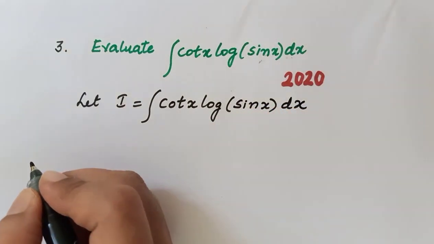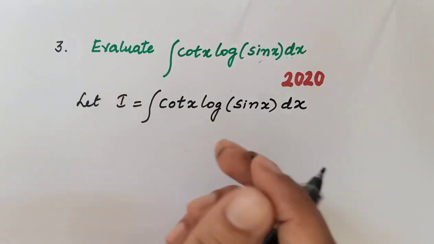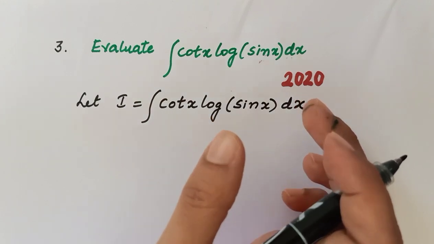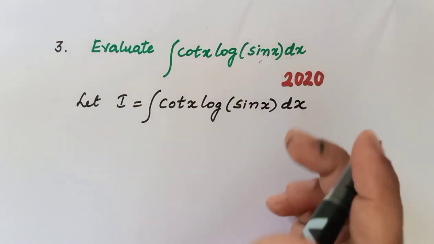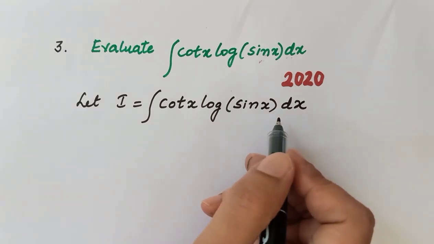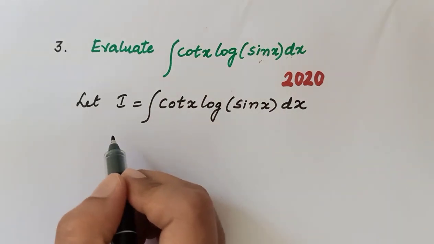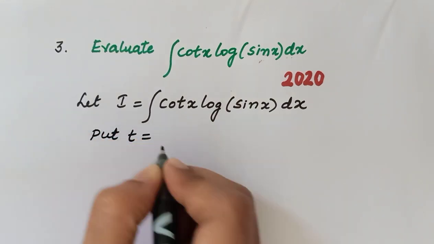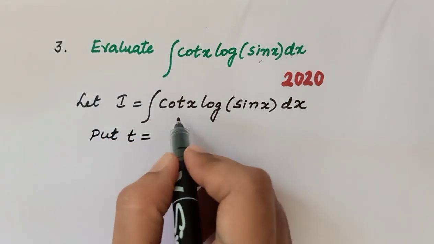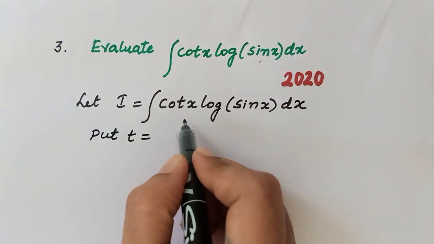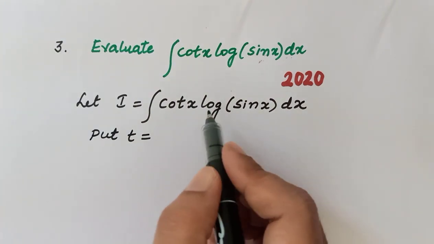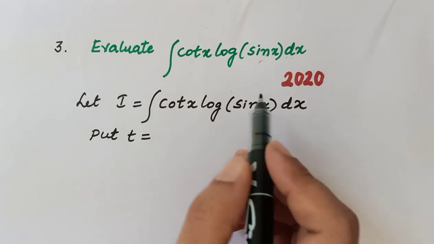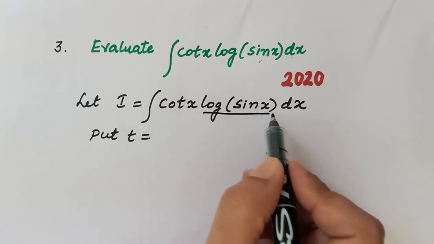Now I need to go for the method of substitution. Just directly taking the basic formula, I think it will not work out here. Any other method? No, there is no such method. So I'll have to go for the method of substitution. You have to make a proper substitution now. Put t is equal to cot x; after differentiating I will not get this sin x term, right? So I will have to make a different substitution here.